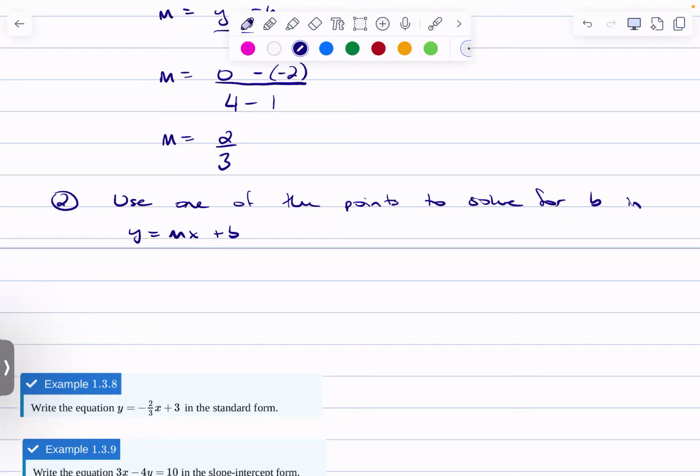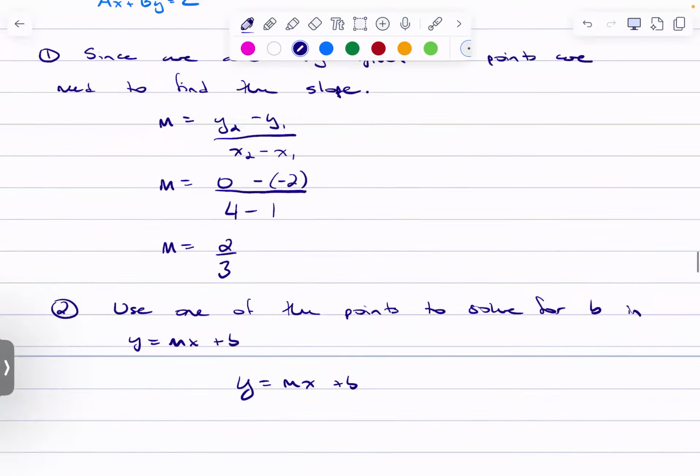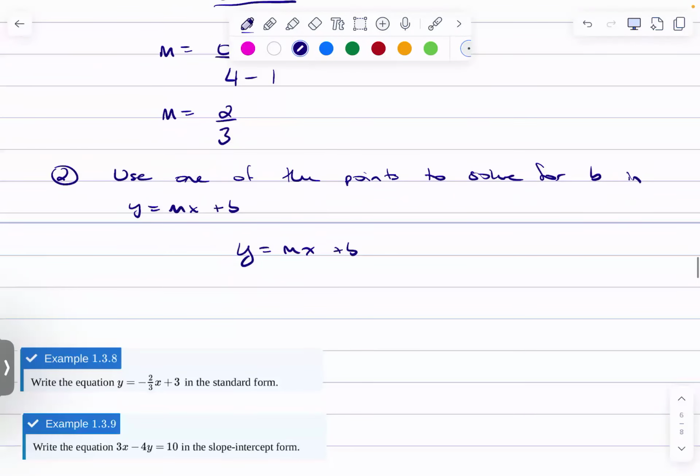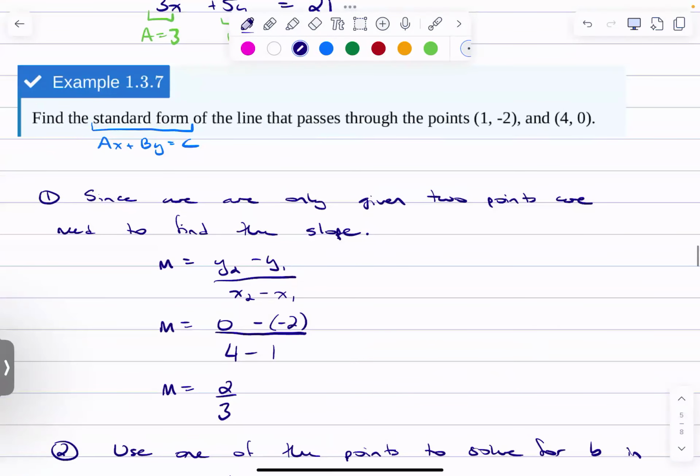So what do we do? Y equals, I'll do the generic one first, mx plus b. And, okay, does work out. I'm gonna use the first point. You can try it with the second point, and you should find the same value for the y-intercept.